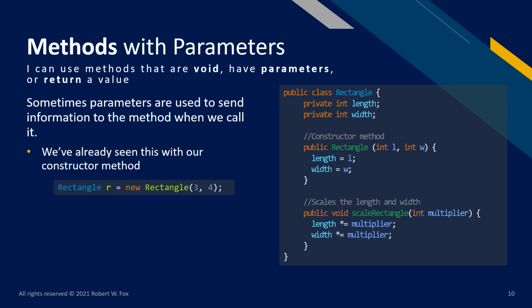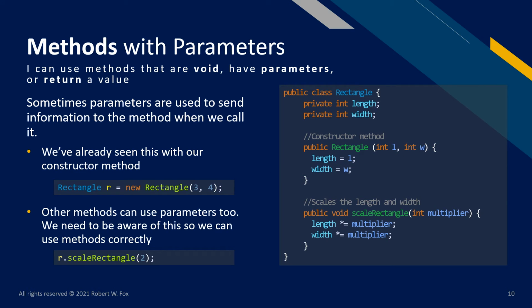Sometimes we need to use parameters to send information to a method when we call it, and we've seen this before when we did our constructor. When we said new rectangle 3, 4, we were saying that we wanted to send the numbers 3 and 4 to the constructor, and then the constructor was able to use those to set the length and width of the rectangle.